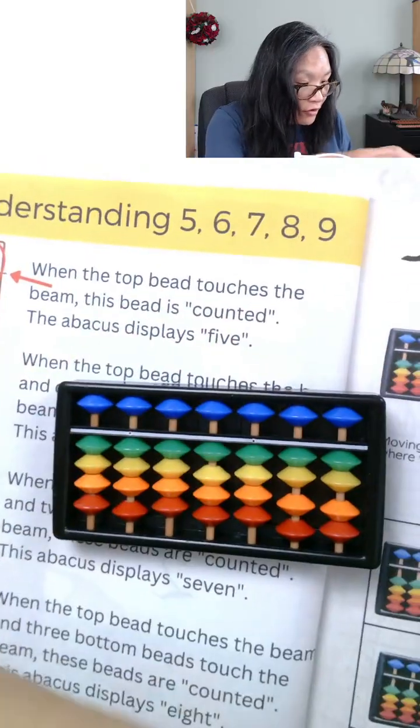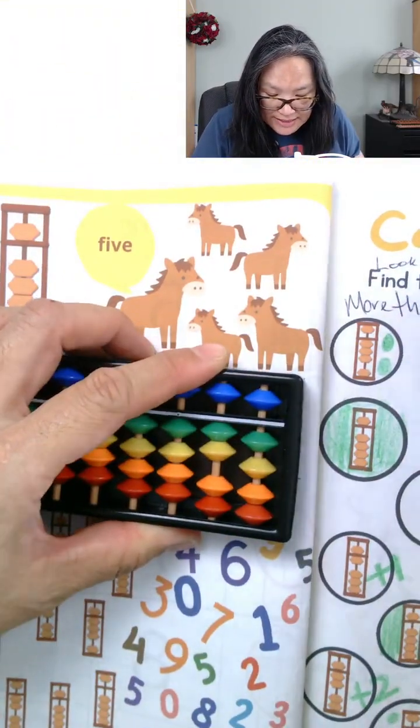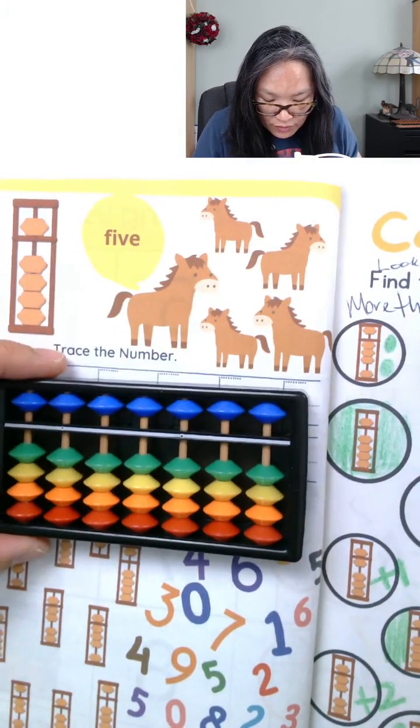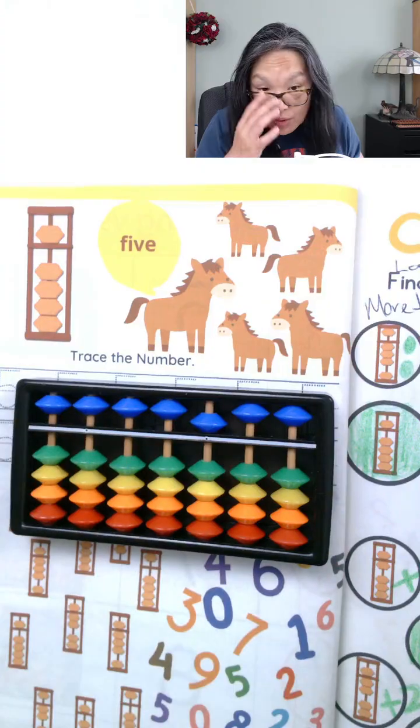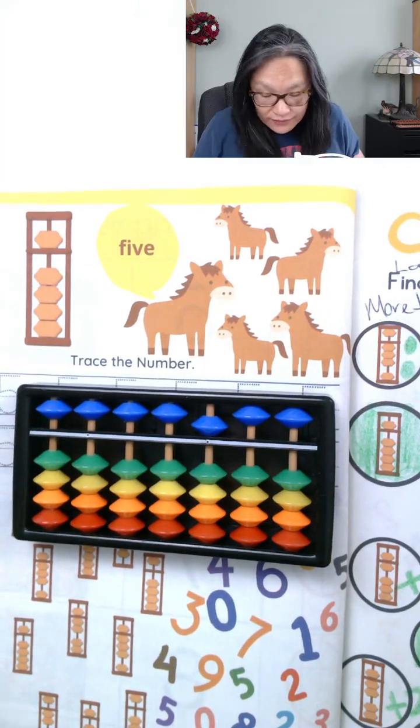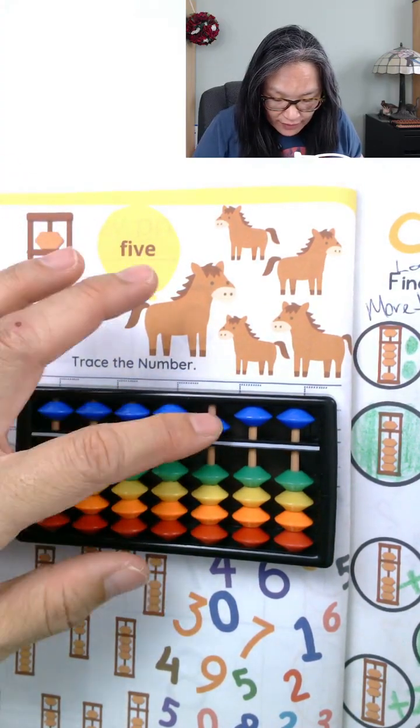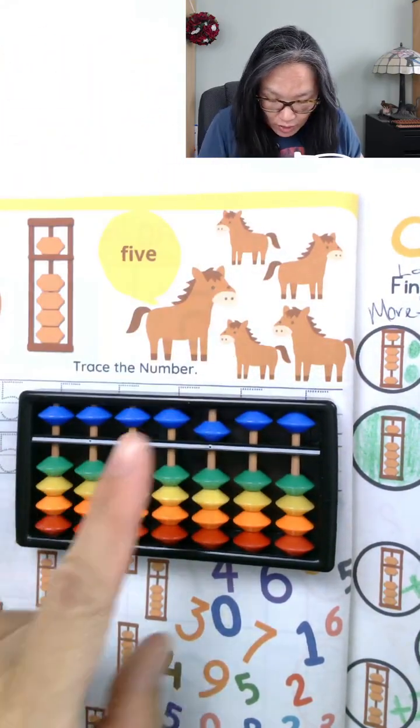We have 5. Well, how do you do 5? Well, 5 are what? 5 horses? Well, in this case, 5 is the top bead. The top bead will always be 5, no matter what. 5 is the top bead. 1, 2, 3, 4, 5. 1, 2, 3, 4, 5 will always be the top bead.